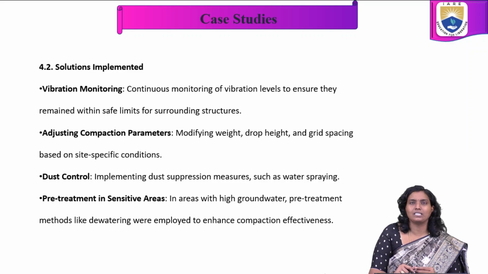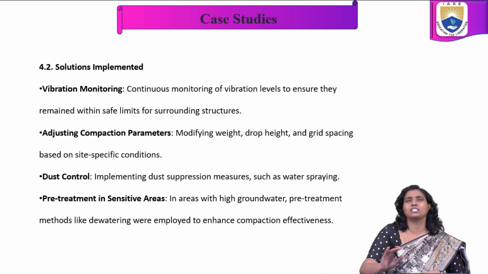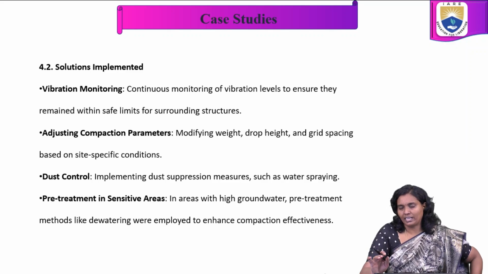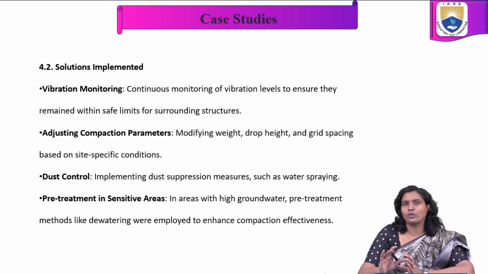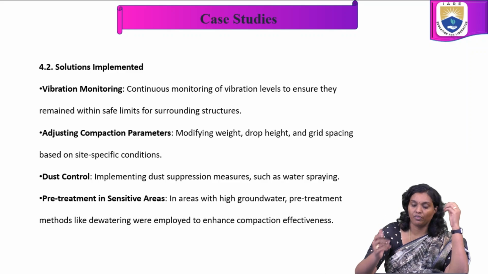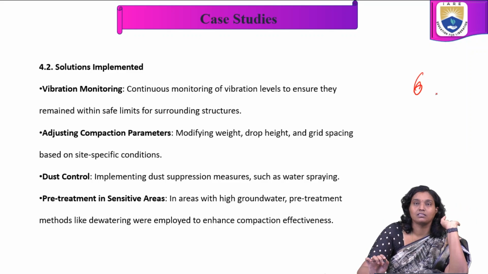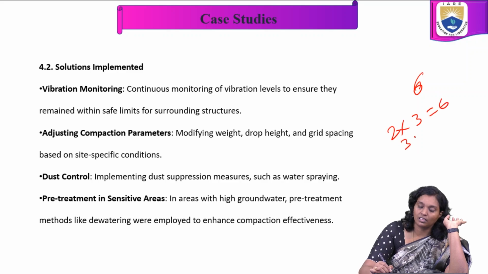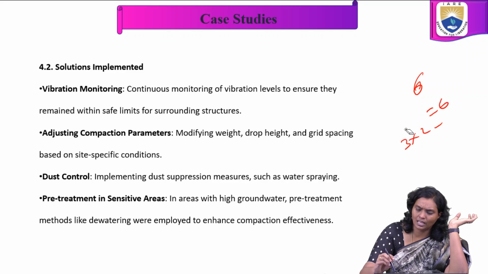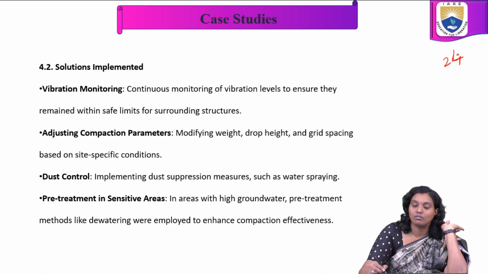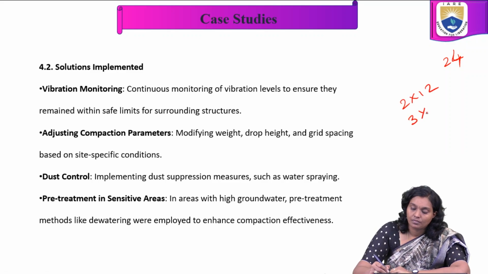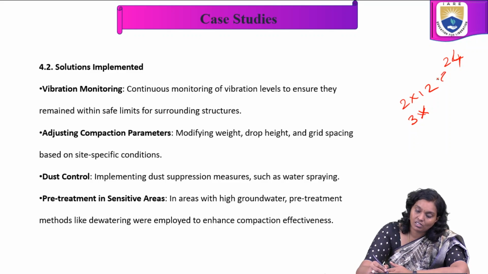And adjusting the compaction factors, modifying the weight, drop height and grid spacing based on the site-specific conditions. Getting the same compaction throughout is not possible, so it depends. Finally, we want 6: 2 times 3 is 6, and 3 times 2 is also 6. For another example, maybe we consider 24. I want 24 as a product of two numbers. It is 2 into 12, which is equal to 24.